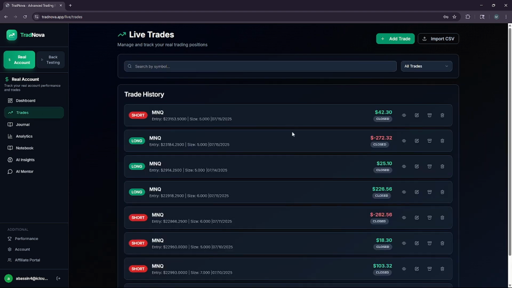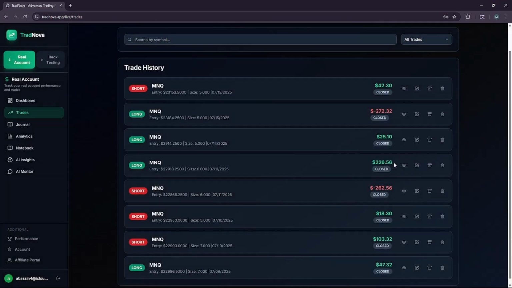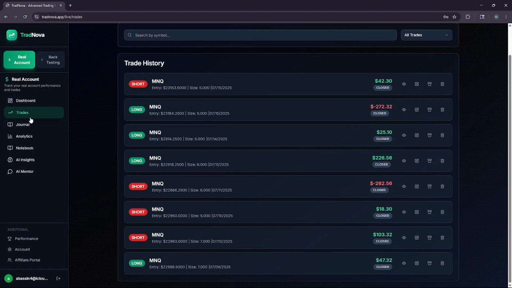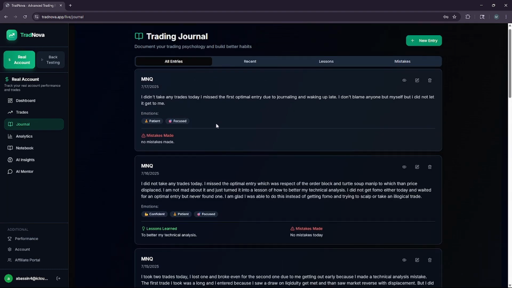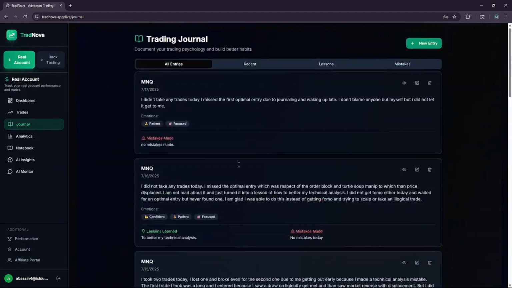Let's go to my trades. I've showcased all my trades. You can see everything I've added, all my data. And then next is the journal entries. Now these are all my journal entries. I had photos of all of them. I actually do use the app myself, you know.